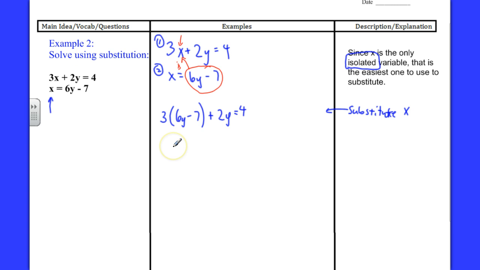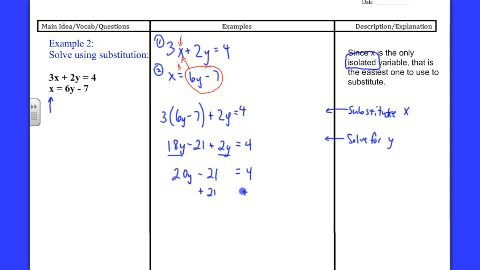Now I need to go through the process and solve. So the first thing I have to do is simplify. I'm going to solve for y in this problem here. So we distribute the 3, that's 18y, minus 3 times 7 is 21, plus 2y is equal to 4. Now what I want to do is simplify both sides. 18y and 2y, since those are like terms, I can combine those into 20y minus 21, and that's equal to 4.